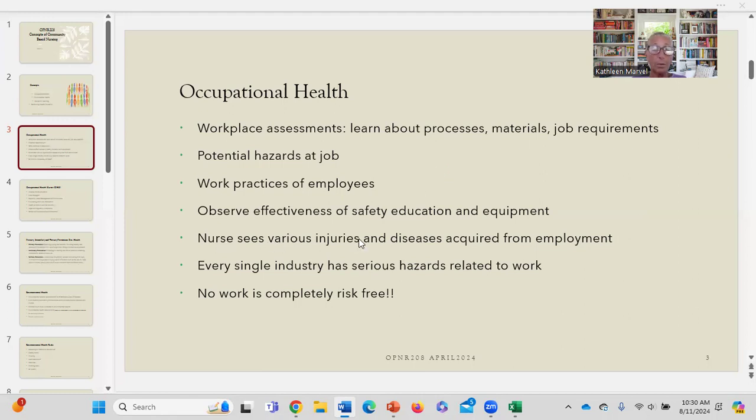We talked a little bit about knowing about various injuries and diseases acquired from employment. We know that every single industry has serious hazards related to work. There is no real safe industry to be working in. Occupational health nurses may work as educators to teach. They may work as case managers to manage employees that may have been injured on the job. We'll talk more about that at length during class.